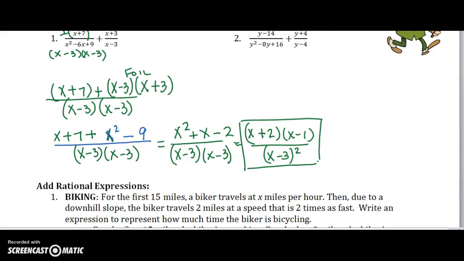Alright, you may want to make sure you've copied this down because I'm about to erase it so I can have room to work number 2 for you guys.